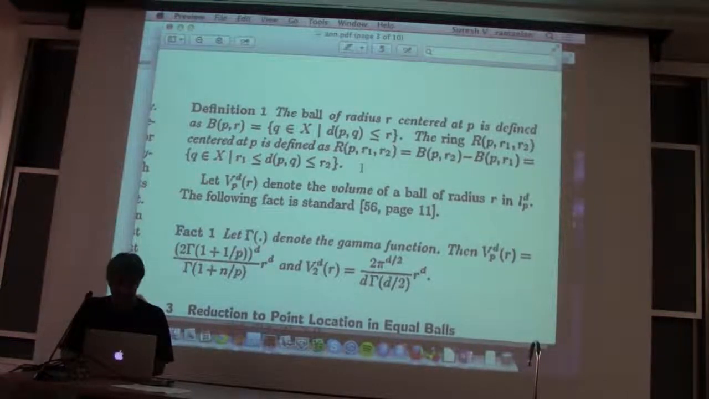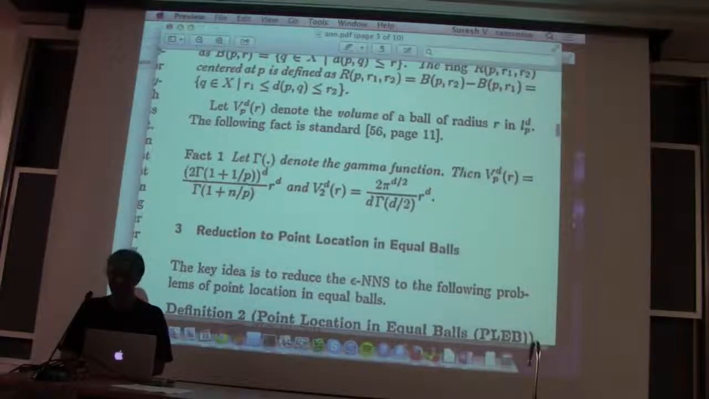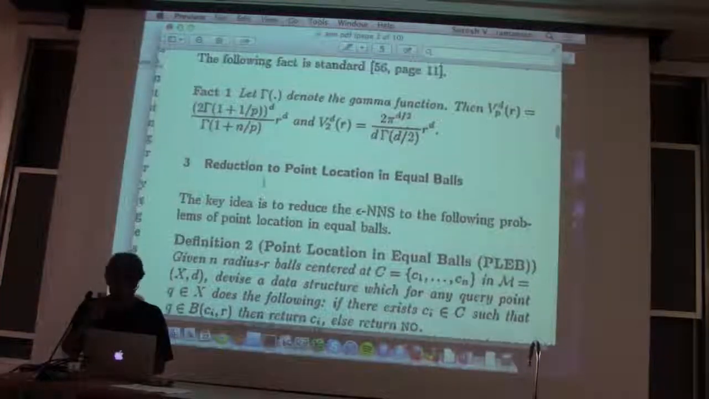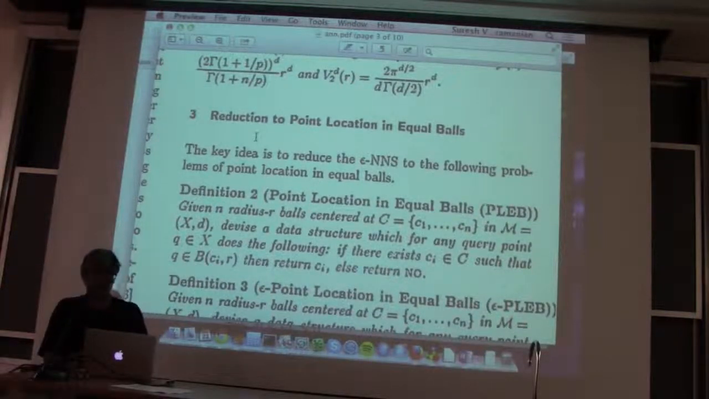Let V_d be the volume of a ball. The following fact is standard. The word standard means I can ignore it because I have no idea what this stuff is. So I'm going to move on. And maybe some of you have seen this. That's fine. And now we're finally in section 3.